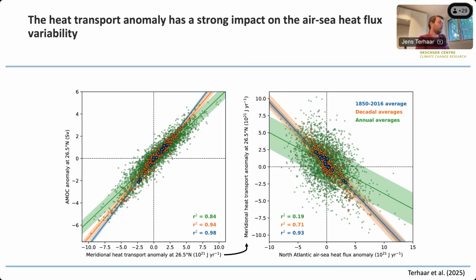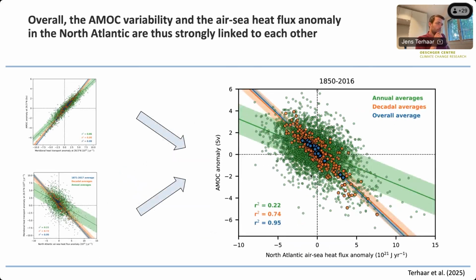And if we put that together and plot the AMOC against the North Atlantic air sea heat flux anomaly, we get this plot, and we see that the AMOC and the North Atlantic air sea heat flux anomalies in the models are very well correlated on decadal and centennial timescales. On annual timescales we have more noise in the system, probably induced by the atmosphere or ocean heat content changes on small timescales.